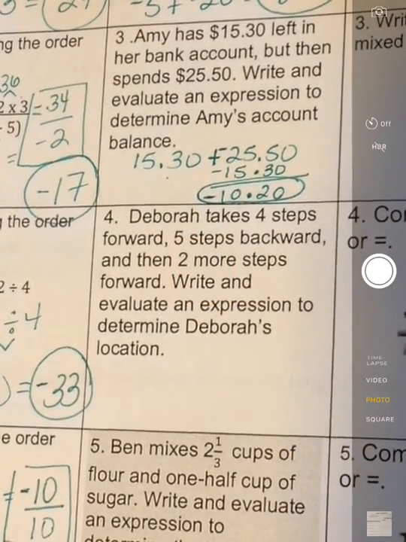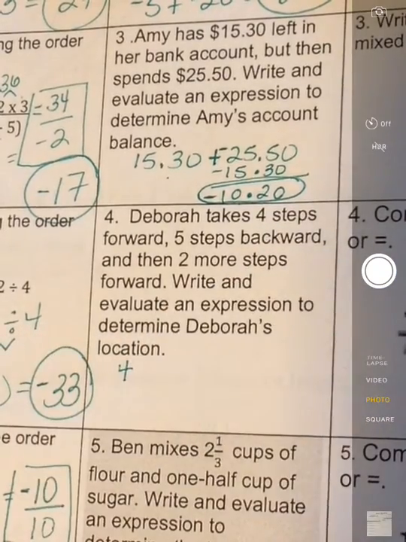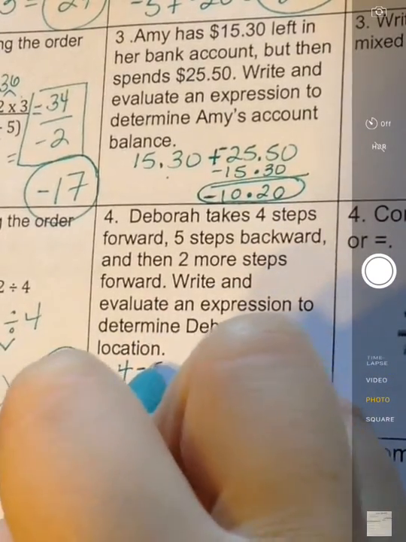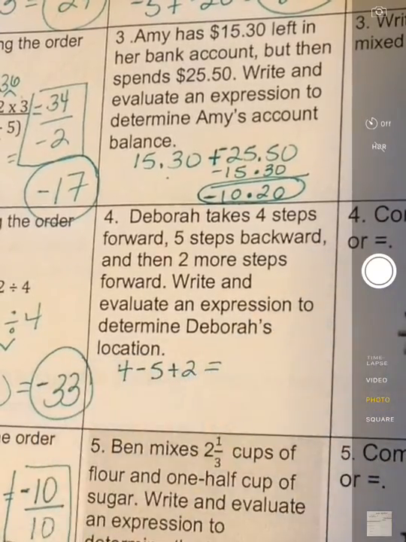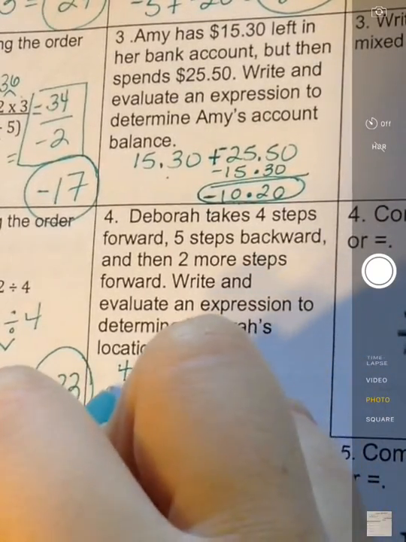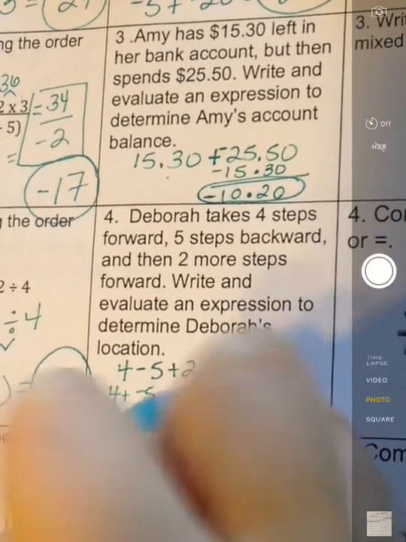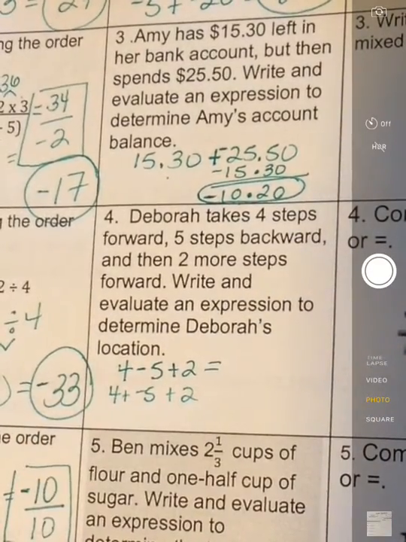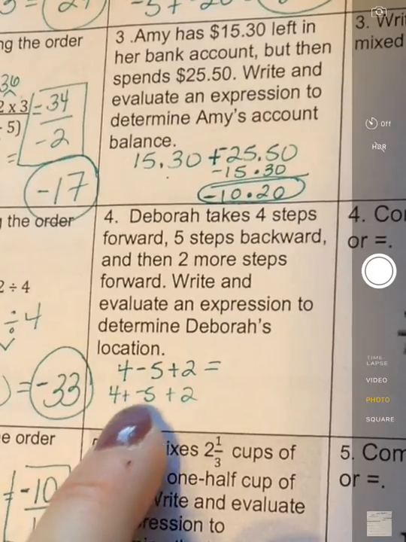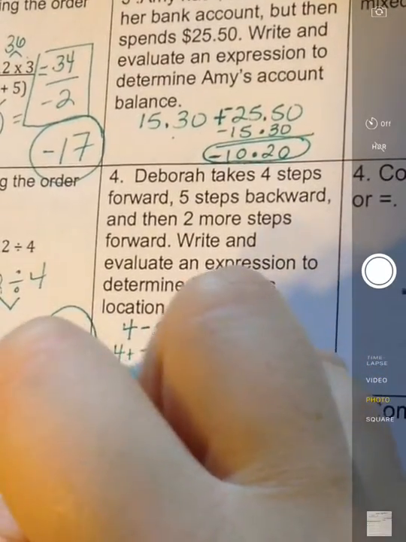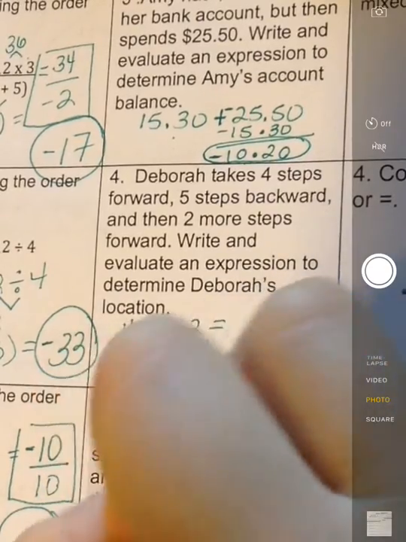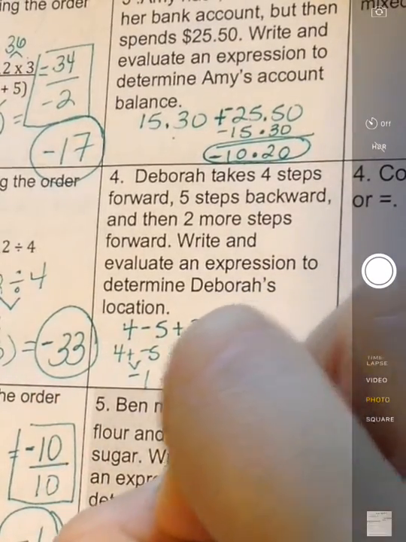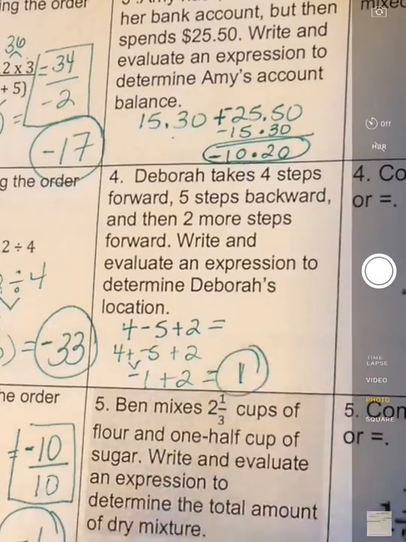Deborah takes 4 steps forward, so that would be 4. 5 steps backwards, so minus 5. And 2 steps forward, so plus 2. 4 minus 5 becomes 4 plus negative 5. 4 plus negative 5 means we would subtract the 2, leaving with negative 1 plus 2. Negative 1 plus 2 means we subtract again, which leaves me with 1.